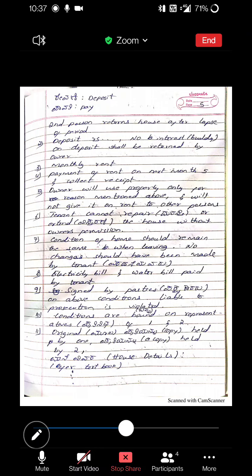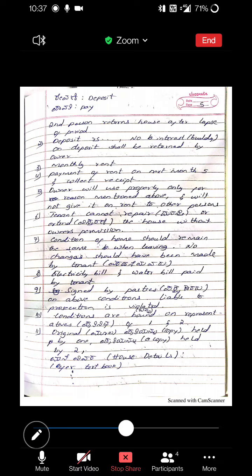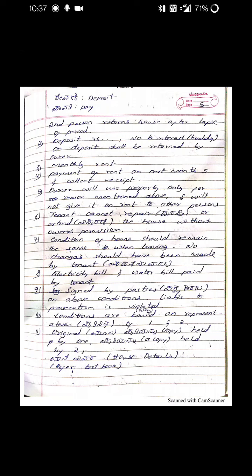The monthly rent should be mentioned. Payment of rent in the next month, and collect a receipt. The owner will use the property only for the reason mentioned above and will not give it on rent to other persons. The tenant cannot repair or extend the house without the owner's permission. The condition of the home should remain the same when leaving. No changes should have been made by the tenant. So the condition of the house should be the same.